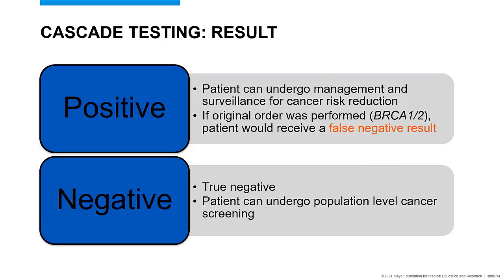This case also highlights that it is important to obtain information about the reported familial variant, as it was initially thought to be BRCA, and the original test would have been a false negative, as it would not have looked at the PALB2 gene. For negative results, the described familial variant was not detected. In this example, that means that the individual would not have that familial cancer syndrome and therefore would undergo population-level cancer screening.